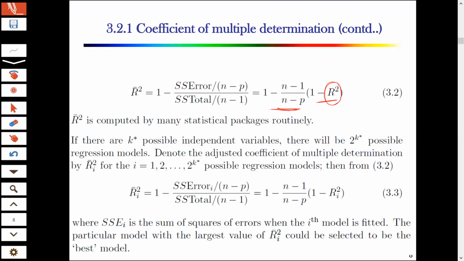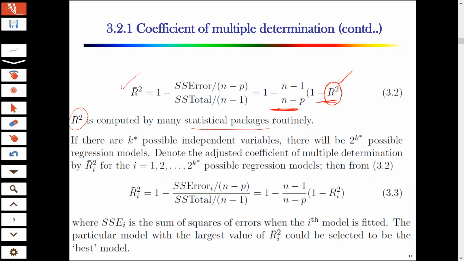Adjusted R square is more useful than R square because R square always increases if you include a new variable. But if you include a new variable that is not contributing that much, then the adjusted R square will give a penalty. Normally we calculate adjusted R square by using a computer statistical package in R. For example, I will show in a minute.